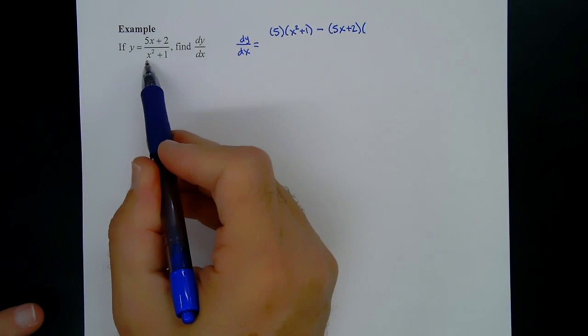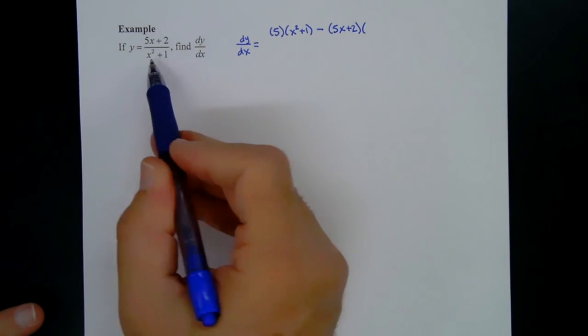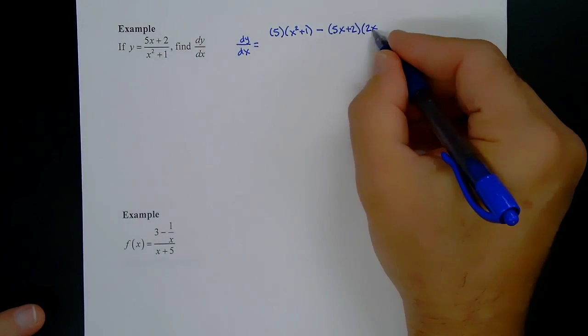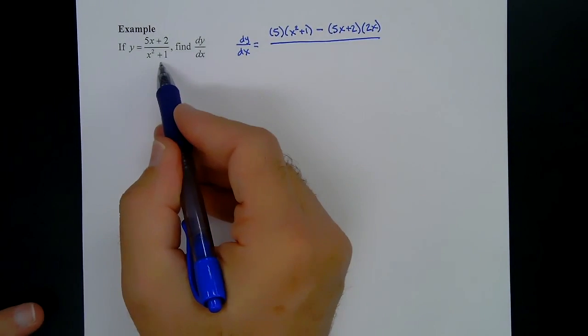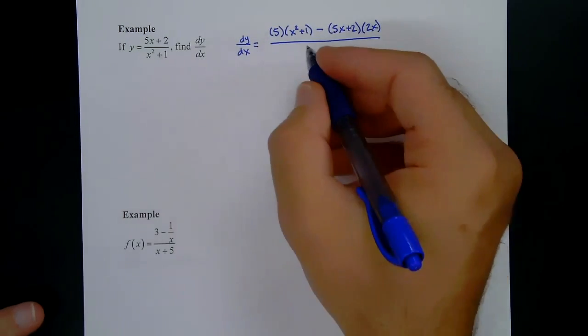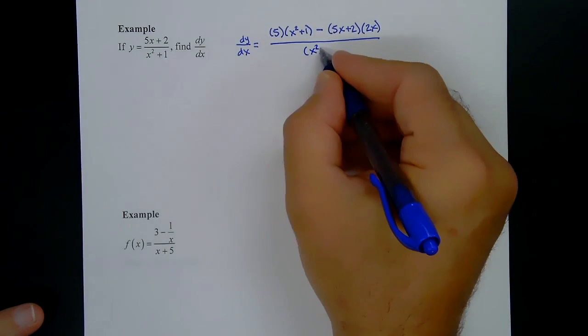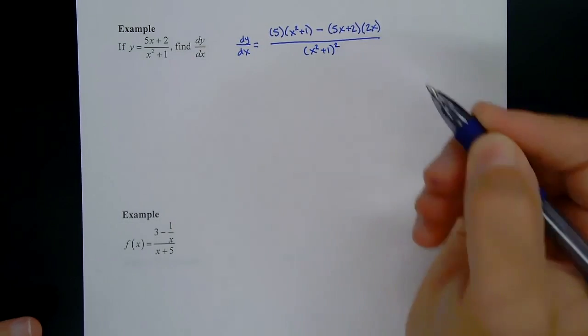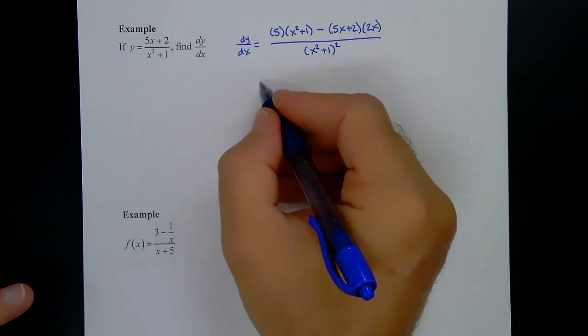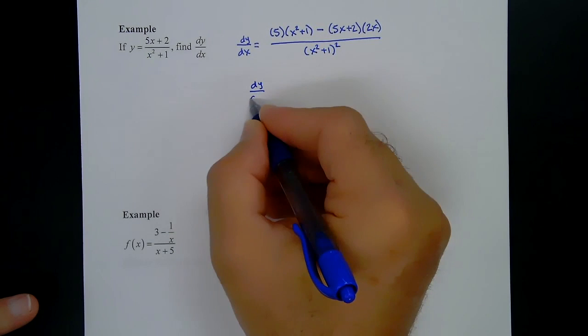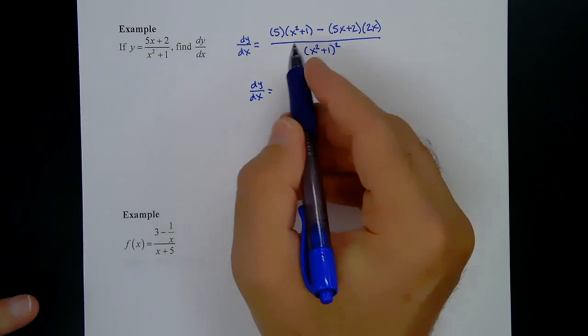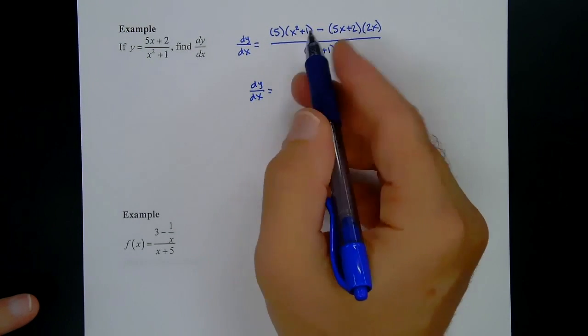Well, the derivative of x squared would be 2x, and then plus 0, so 2x, all over x squared plus 1, and then we would need to square this. So it becomes x squared plus 1 squared. Okay, cleaning this up a little bit. Okay, so dy over dx is equal to, this would be 5x squared plus 5.